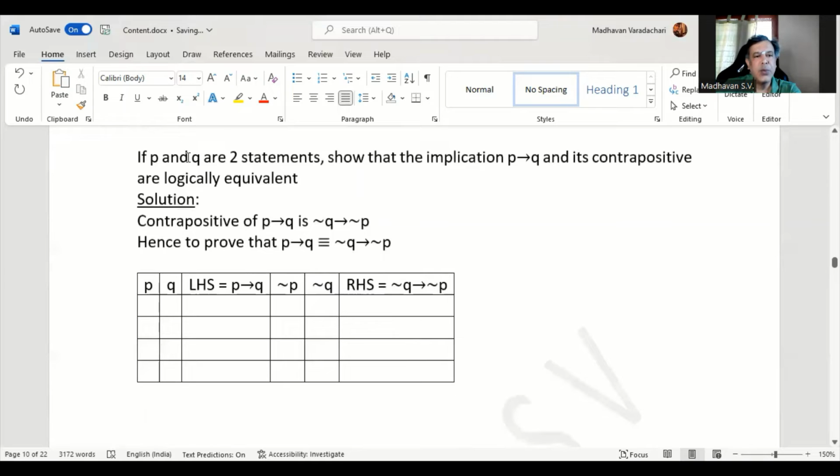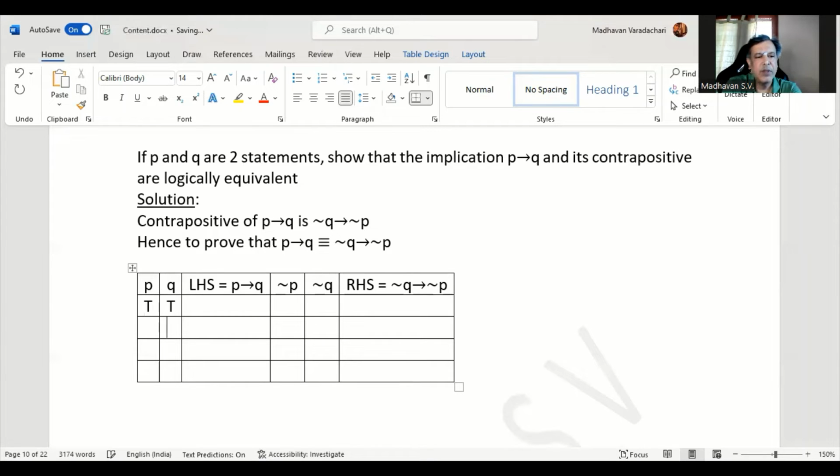If P and Q are two statements, then the implication P implies Q and its contrapositive are logically equivalent. The contrapositive of P implies Q will be not Q implies not P. That means we need to prove that P implies Q is logically equivalent to not Q implies not P. Consider all the possible combinations of P and Q.